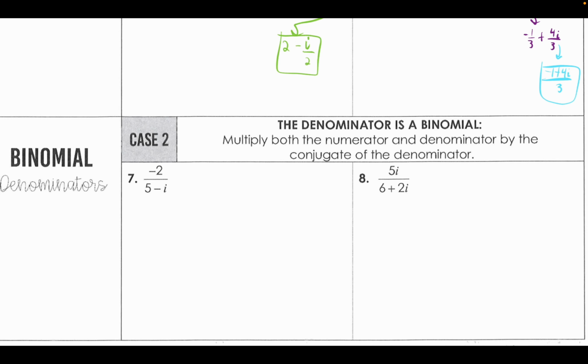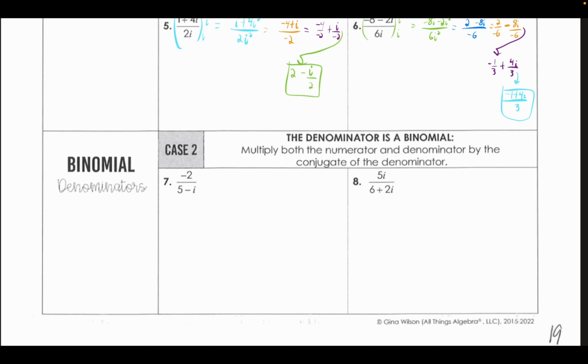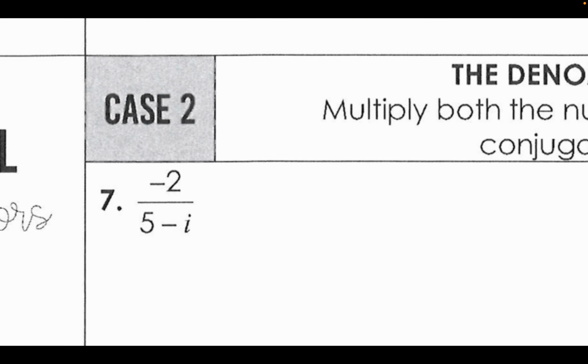Now, case 2, sometimes the denominator won't be a monomial. It'll be a binomial, like it is here, 5 minus I. And if we try to multiply by I, ignoring what it says there for a moment for the directions, if we try to multiply by I on the top and bottom, what would happen here is not what we want, so don't write this down. We get negative 2I over 5I minus I squared.